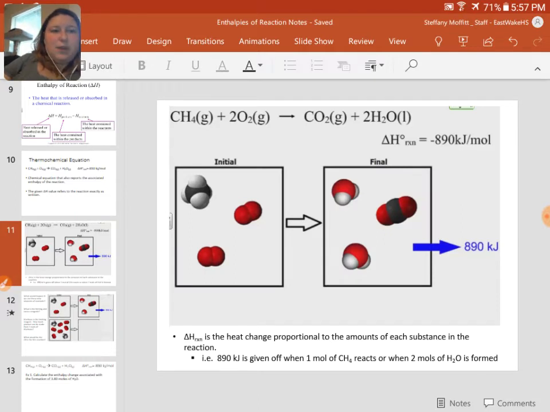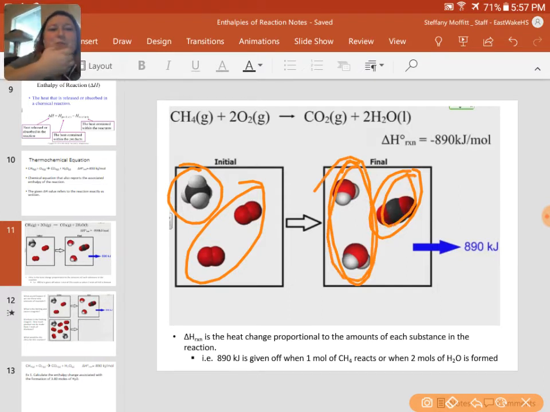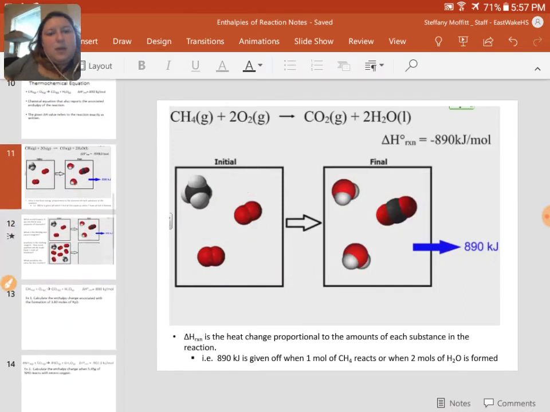Exact same thing that we were looking at. So we start off with a CH4 molecule and 2 O2 molecules, and we will yield a CO2 molecule and 2 H2O molecules, and that takes 890 kilojoules to go from this side to this side. And that 890 is true when there is 1 mole of CH4, 2 moles of O2, 1 mole of CO2, and 2 moles of H2O.